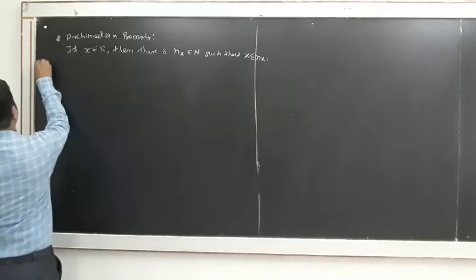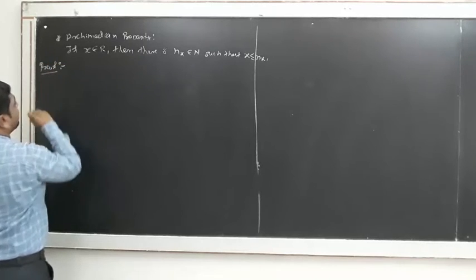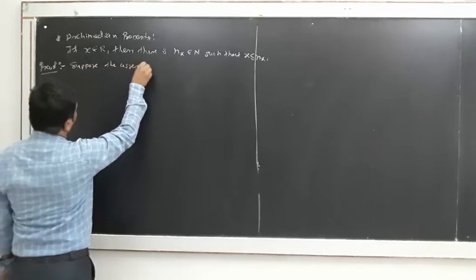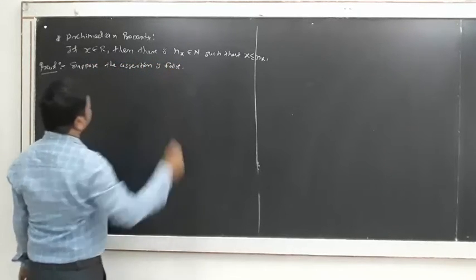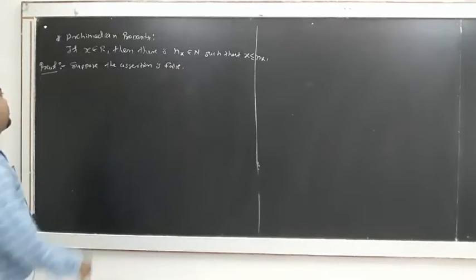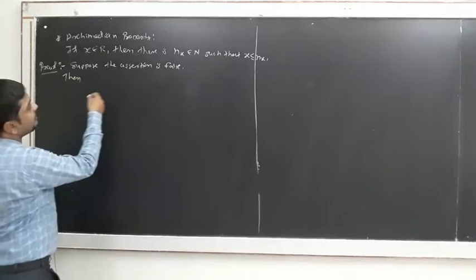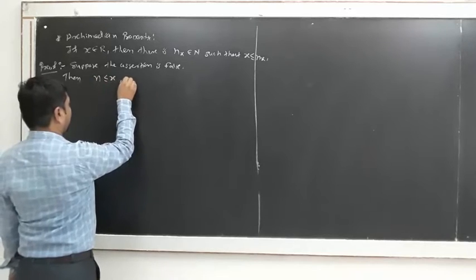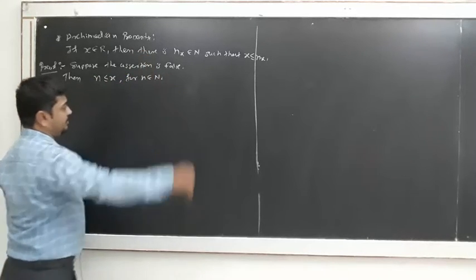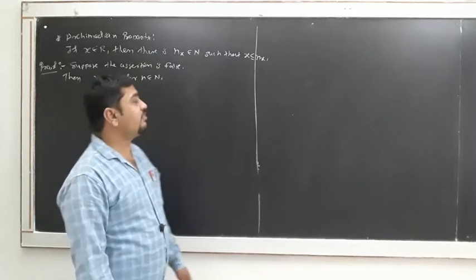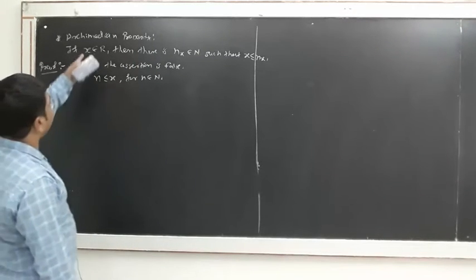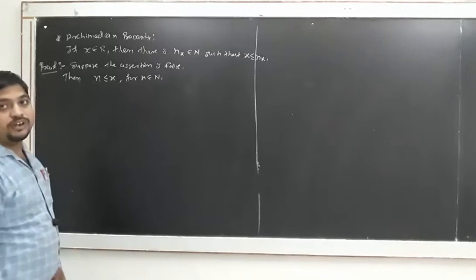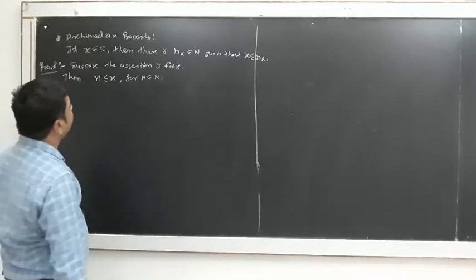So we will try to show this Archimedean property. Suppose the assertion is false. That means the given statement is false. Then n is less than or equal to x for every n belonging to the natural numbers. That means, suppose the given statement is false, then for every natural number n, n is less than or equal to x.